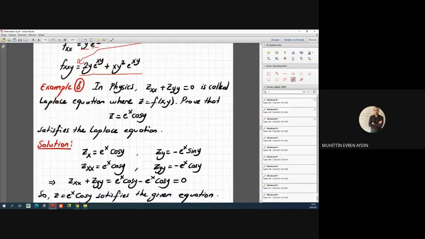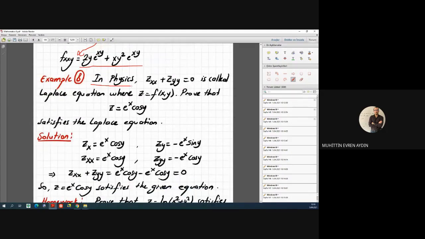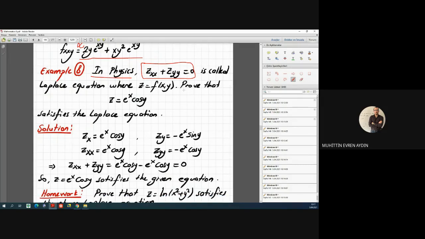Another example. In physics or in mathematics, this equation is called Laplace equation of two variables. And let's prove that this function is a solution of Laplace equation. Namely, for the second order derivatives with respect to x and y, this equality holds.